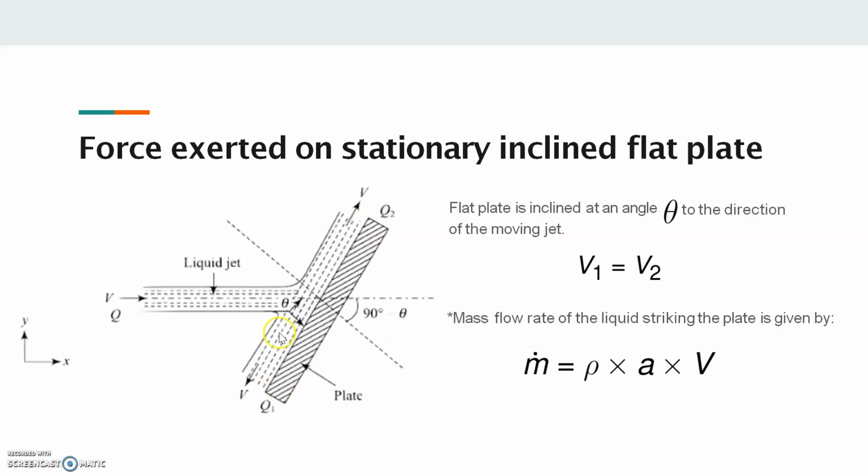Now, as in the previous case, the incoming velocity v1 should be equal to the outgoing velocity v2. The mass flow rate of the liquid striking the plate is rho into a into v.